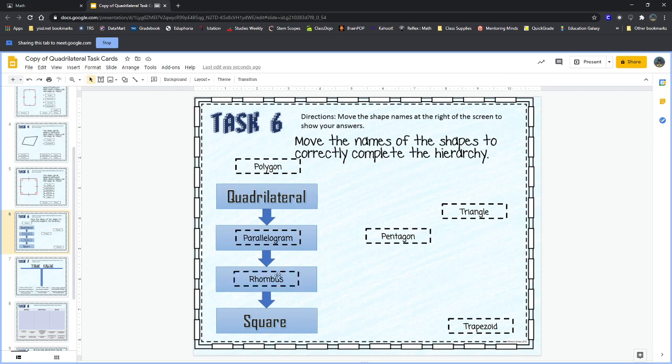So the reason why they call this a hierarchy is, again, I added polygon up here at the top because Kylie's right. If the hierarchy was longer, polygon would belong here. But a square is a kind of rhombus, a special kind of rhombus. A rhombus is a special kind of parallelogram. And a parallelogram is a special kind of quadrilateral. And even quadrilaterals are special kinds of polygons.